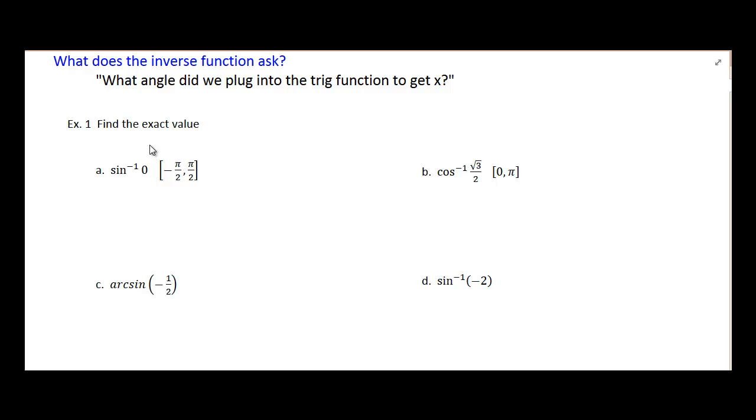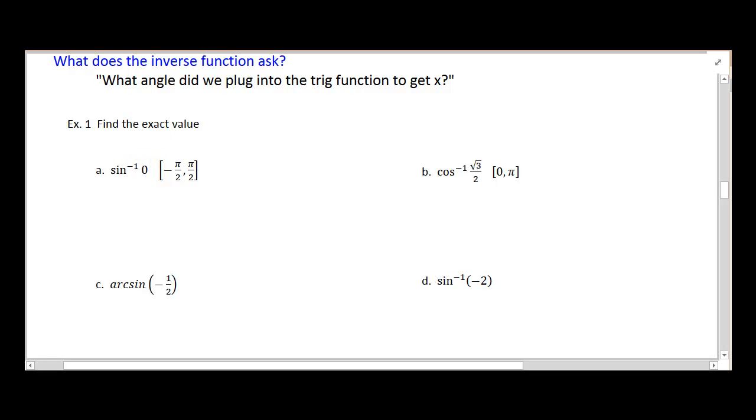Now that we have an understanding of the restriction and what an inverse trig function looks like and how it behaves, let's find the exact values. So we're going to start with this example right here, where I want to know what is the inverse sine of 0. When I look at inverse functions like this, the question to ask yourself is, what angle did we plug into the function to get x? In other words, what angle, when I find the inverse sine of it, gives me 0?